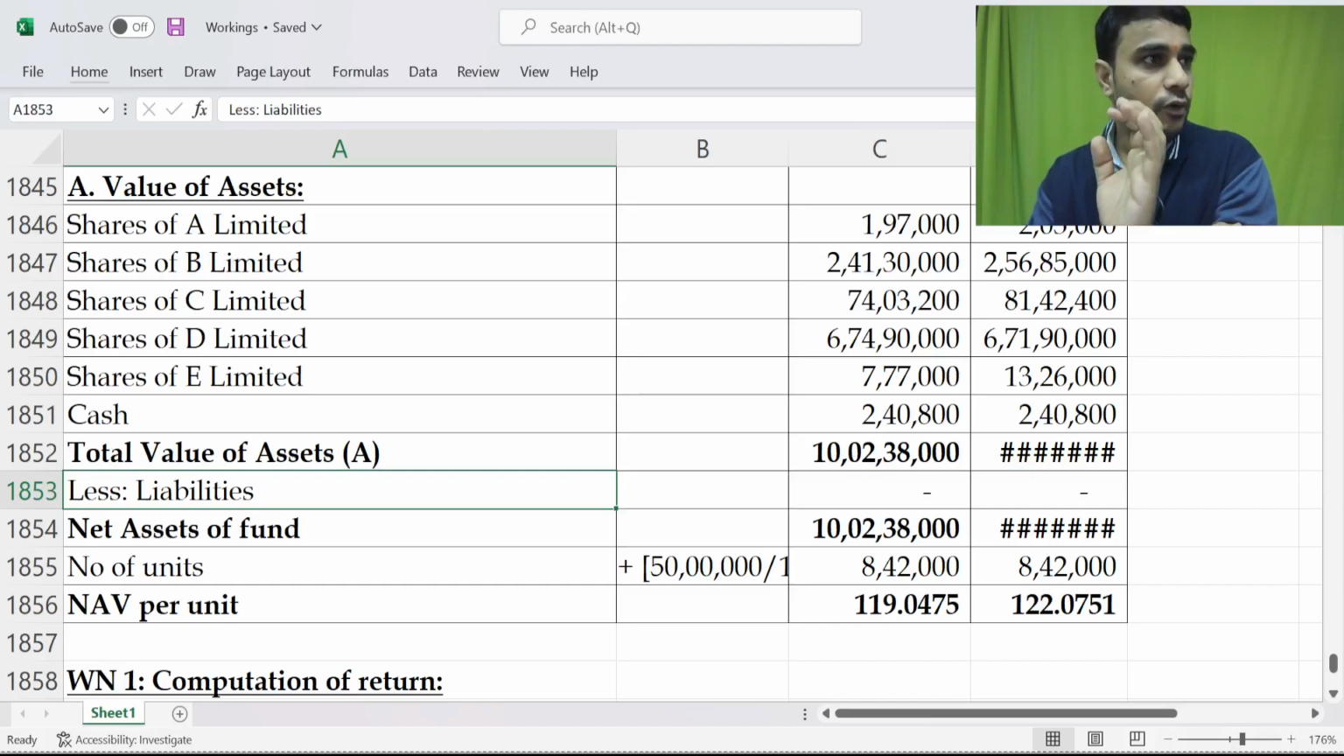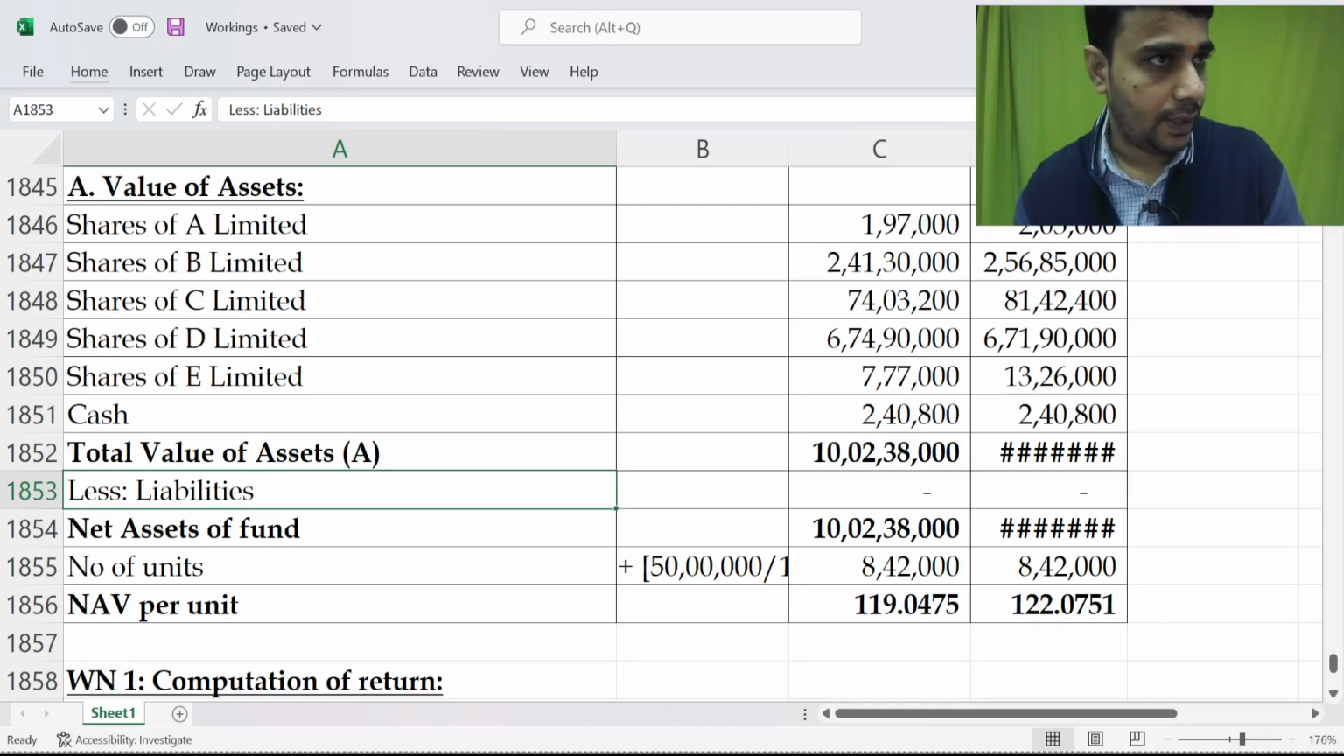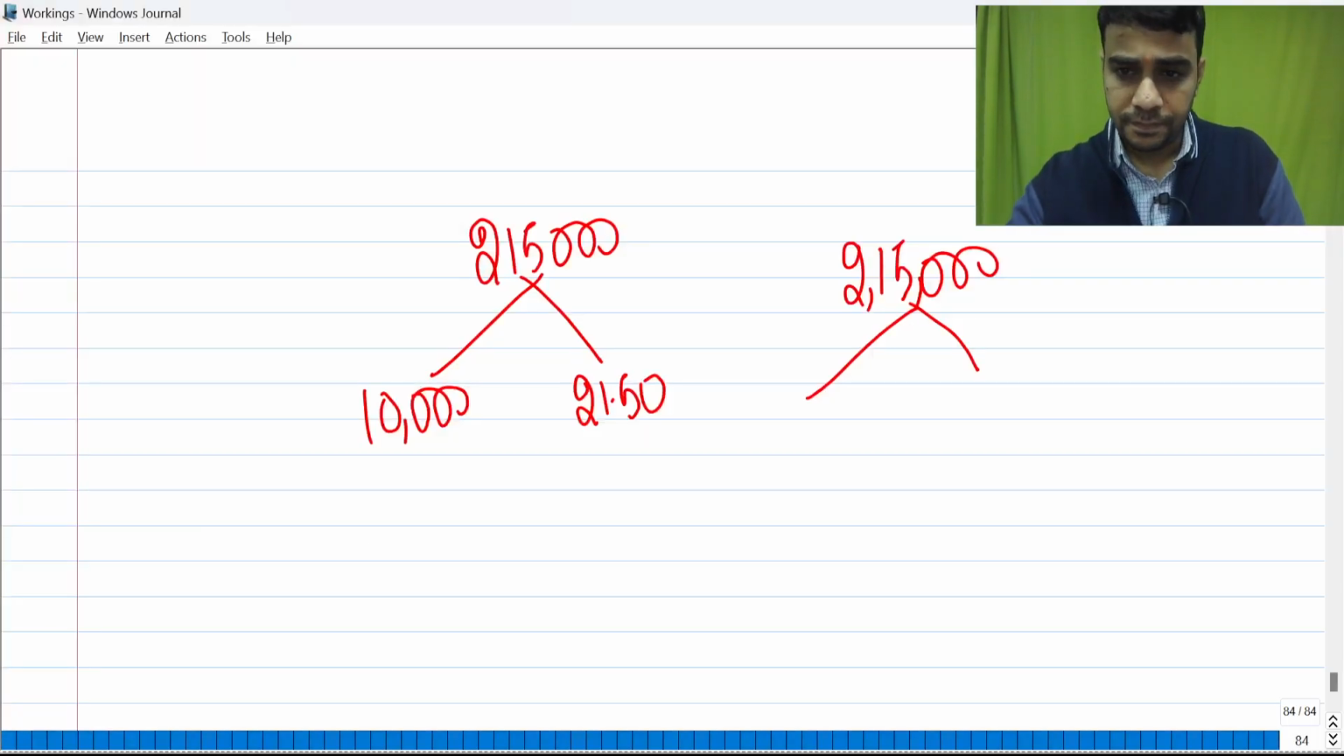Why does it come down? Because our valuation says all assets minus liability. The moment you declare dividend, a liability is created. If you have paid out the dividend, that liability is not there, but the asset has come down. Indirectly, net asset of the fund will come down. So this will become 20.5.